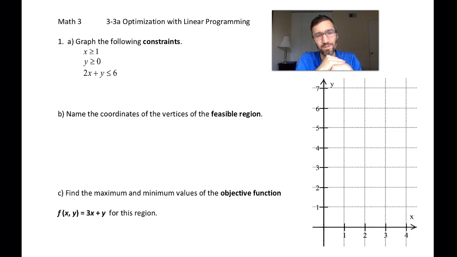In this lesson, we'll learn the mechanics and the vocabulary of linear programming. In the next lesson, we'll do word problems and applications of linear programming. So let's jump right in.